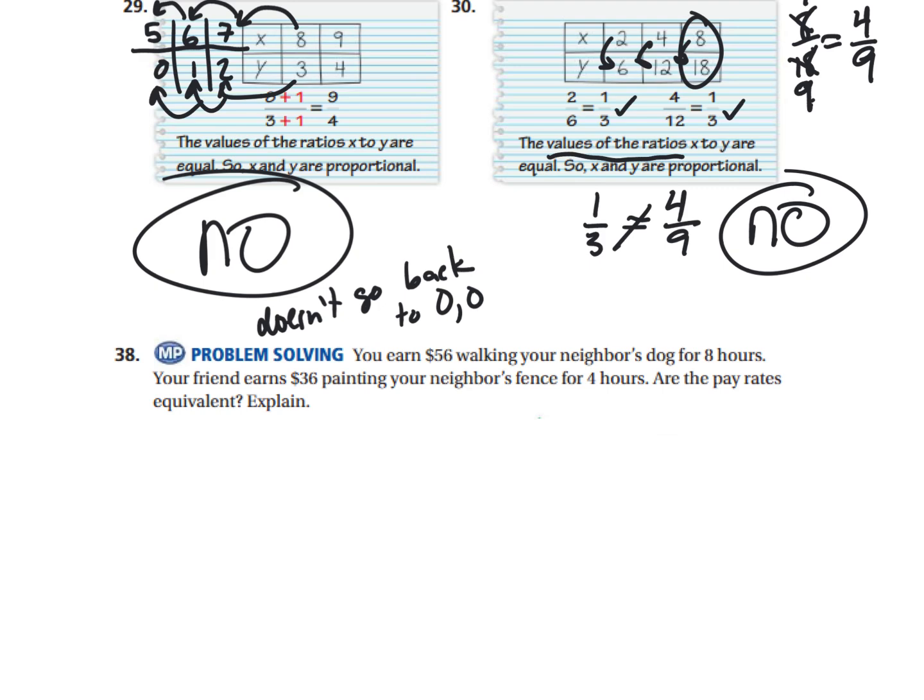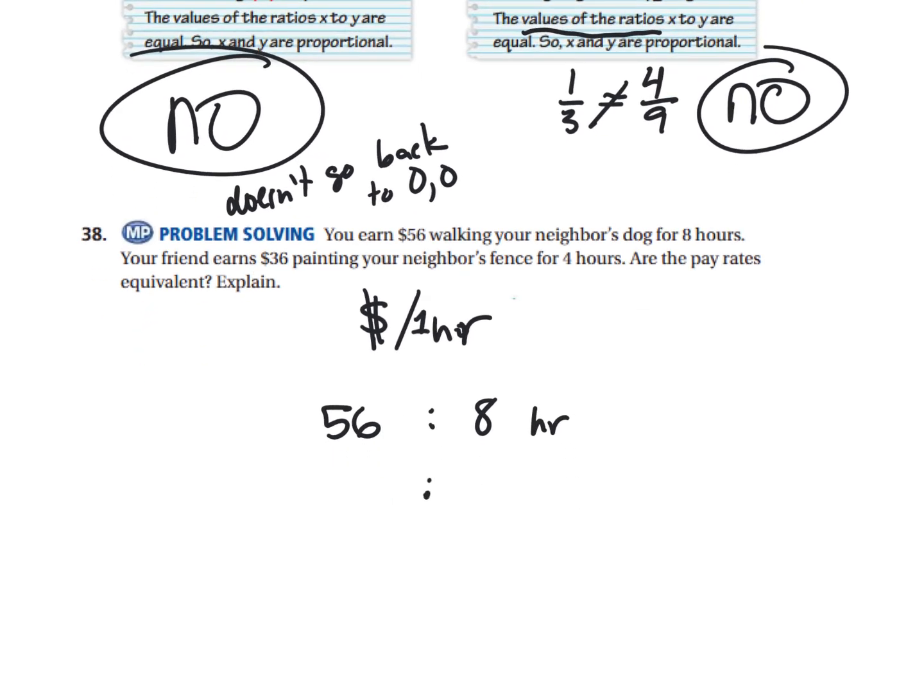Lastly, number 38 says you earned $56 for walking your neighbor's dog for 8 hours, and my friend earns $36 for painting a neighbor's fence in 4 hours. Are the pay rates equivalent? All right. Pay rates typically we see in dollars per hour. Right? When you think about minimum wage, a lot of states have gone to $15 an hour. Notice we're trying to compare to 1 hour. So we're going to take each of these ratios that we have, and we're going to try and find its unit rate in dollars per hour.